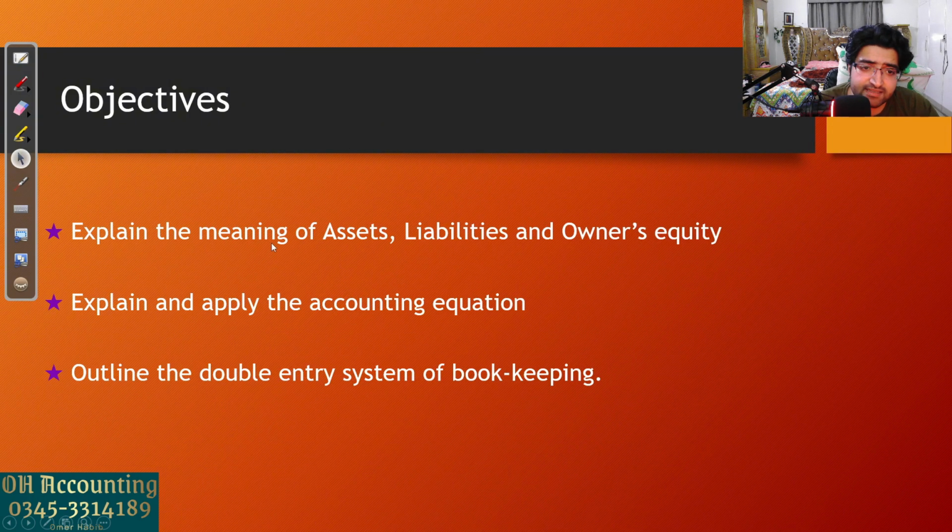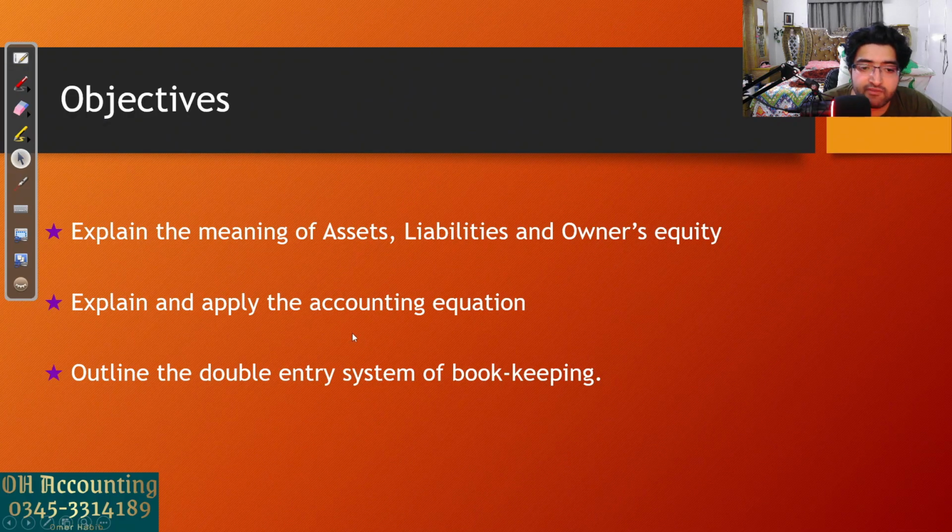I have discussed these in detail in chapter number 1 with you. I also gave a lot of examples, but I will cover this again in this chapter for revision. Explain and apply the accounting equation, okay? And then outline the double entry system of bookkeeping. We will just outline that. We will not go into the details because chapter 3 is all about the double entry system.